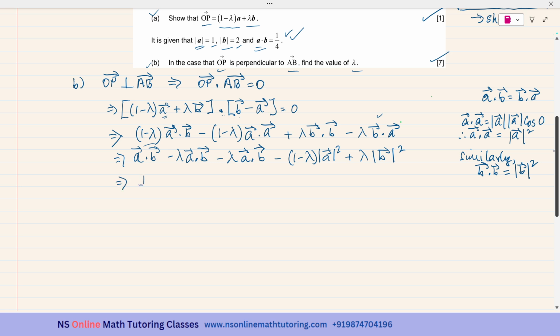Okay. So 1 over 4 and this is minus lambda times 1 over 4 is minus lambda over 4 and this is also minus lambda over 4. I could have kept it like this, no problem. And this is minus 1 minus lambda and this is 1. Magnitude of the A vector is 1, so it is 1 square plus lambda. Magnitude of the B vector is 2, so it is 2 square. So these will be equal to 0.